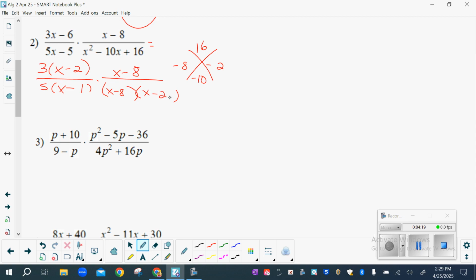Good. And so what cancels? Tell me what cancels. X minus 8. Good. And x minus 2. So our answer is going to be 3 on the top and 5 times x minus 1. So I always get the question on this, could we multiply through by 5 and make it 5x minus 5 on the bottom? Yes, you can. I usually do what's easiest. There's no need for me to multiply through, so I don't. But it doesn't matter. If you choose to do that, that's fine.